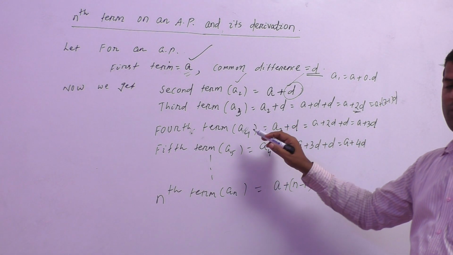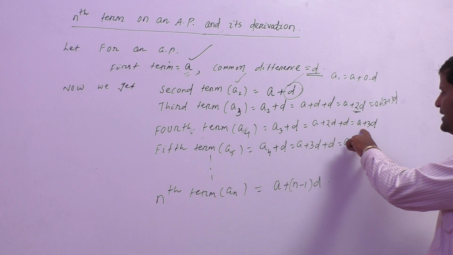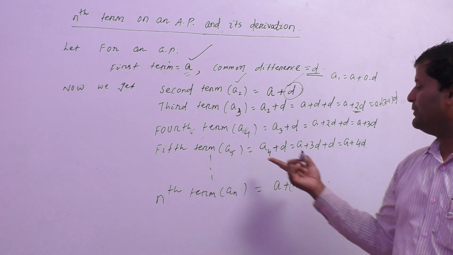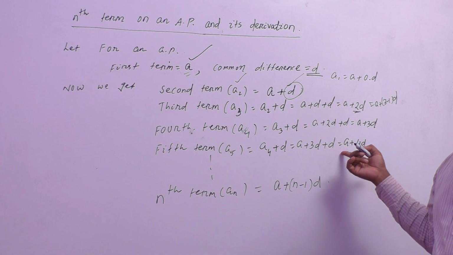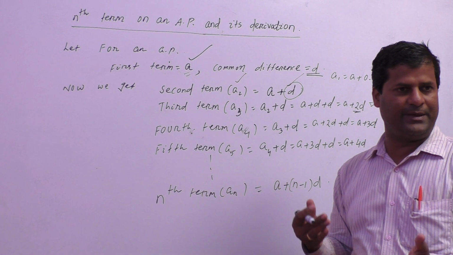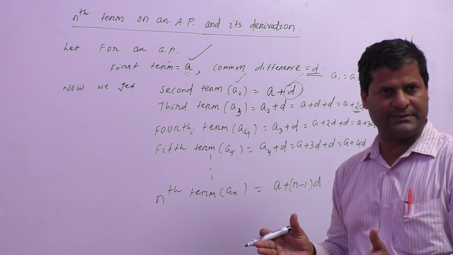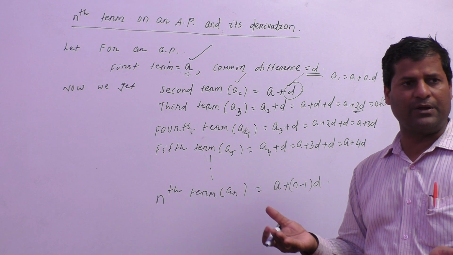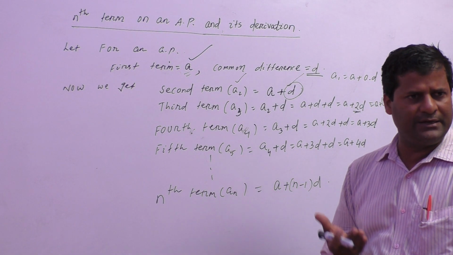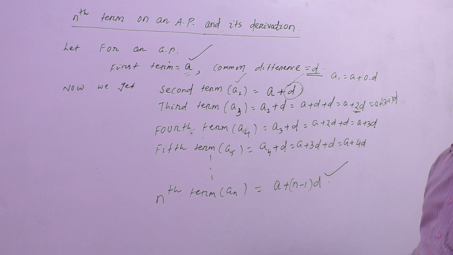In the same way, the fourth term is a plus 4 minus 1 into d, a plus 3d. When we are determining the fifth term, we are getting a plus 4d, which means a plus 5 minus 1 into d. In the same way, if you go on deriving the seventh term, a plus 7 minus 1 into d, that is a plus 6d. Any term you can say, the 99th term will be a plus 98d. Similarly, the nth term of the AP will be a plus n minus 1 into d.